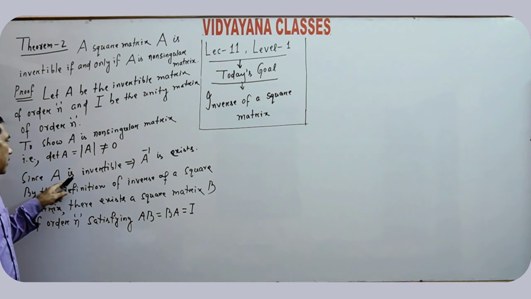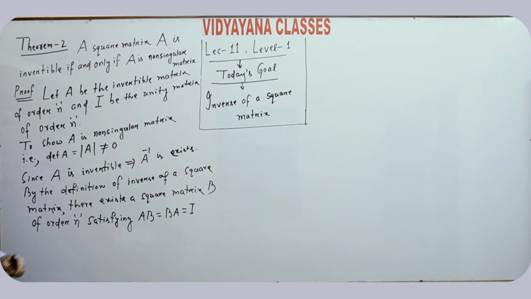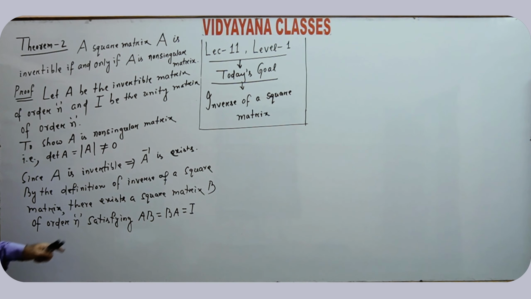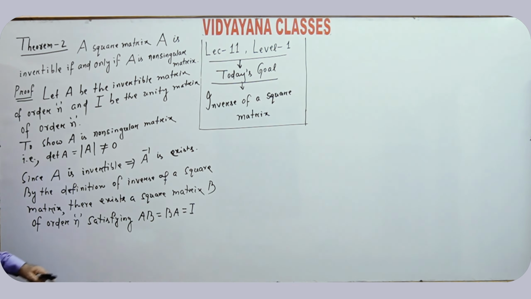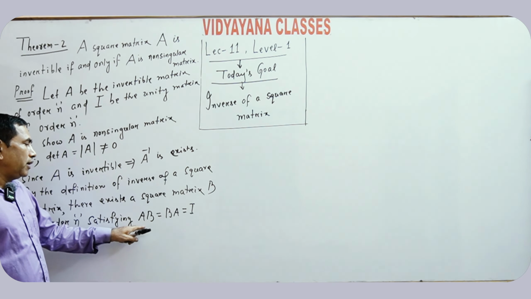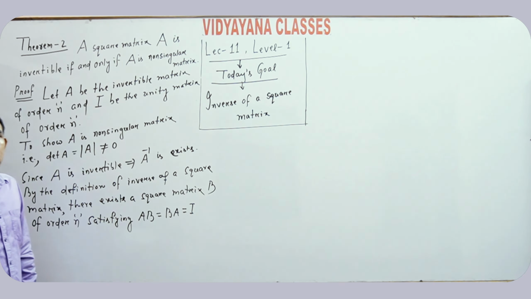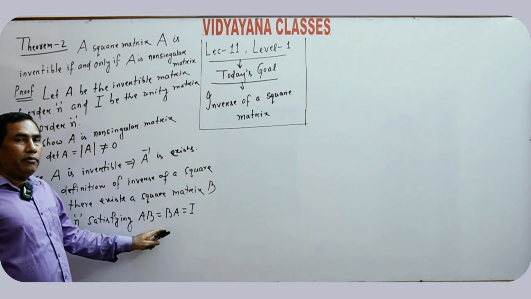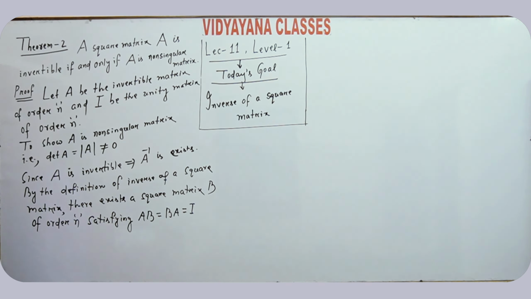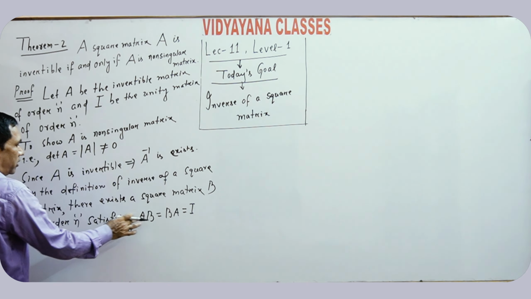Since A is invertible, that implies A inverse exists. By the definition of inverse of a square matrix, there exists a square matrix capital B of order n satisfying AB is equal to BA is equal to I. It is the definition of inverse of a square matrix. We have read in matrix chapter. Clear? B is the inverse of A.